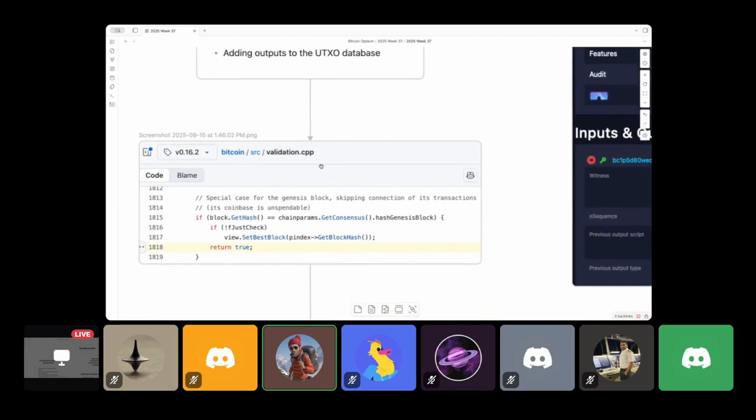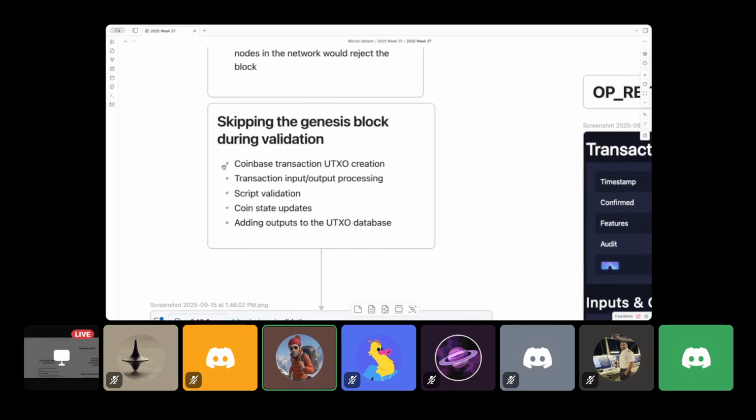If you go into the validation.cpp, you can find this block of code where it says that if it is a Genesis block's hash, then you just skip the validation part and move on. So a bunch of things don't happen for your Coinbase transaction. The Coinbase's transaction is not put into the UTXO creation chain, and you don't get a UTXO out of it. The inputs and outputs are not validated or processed. The scripts are not validated.